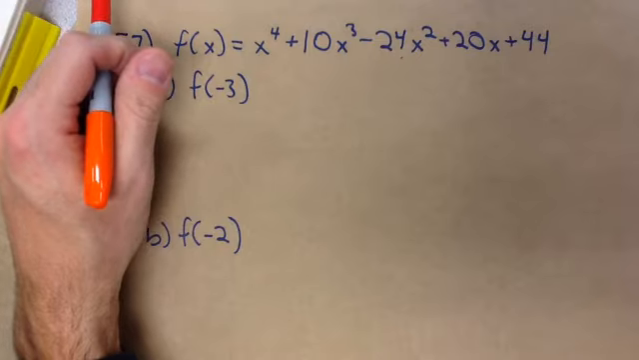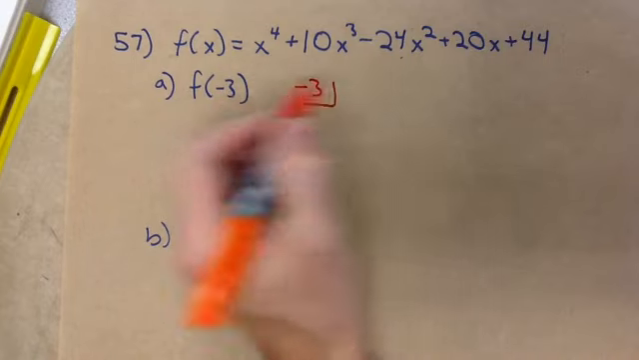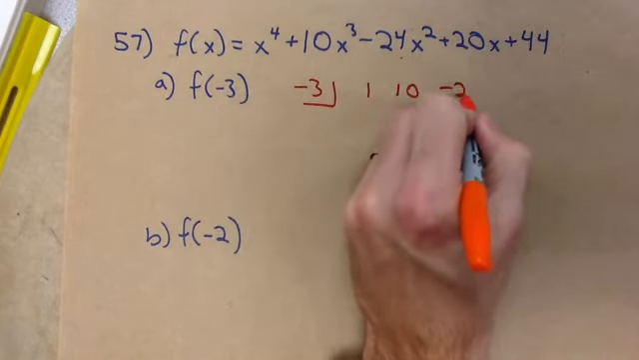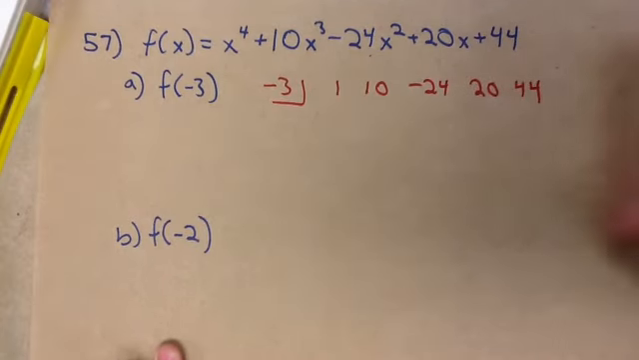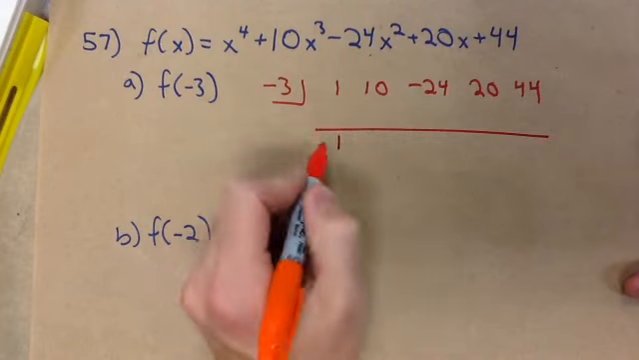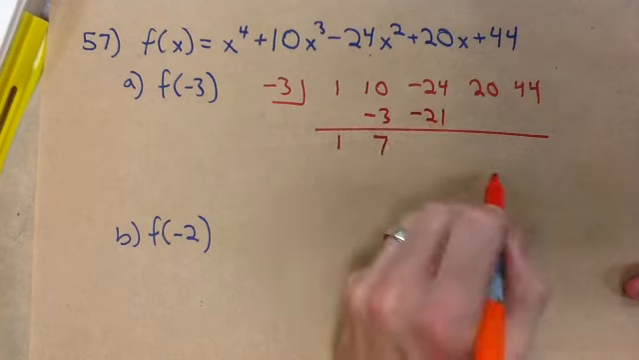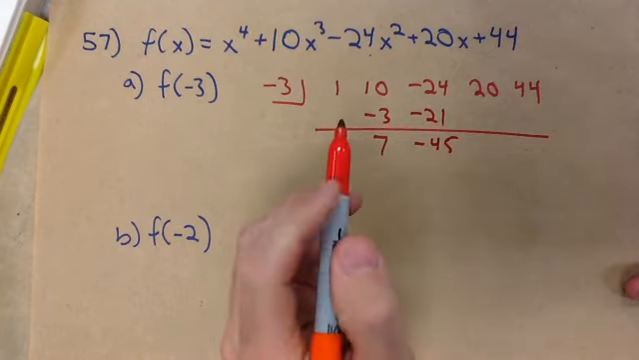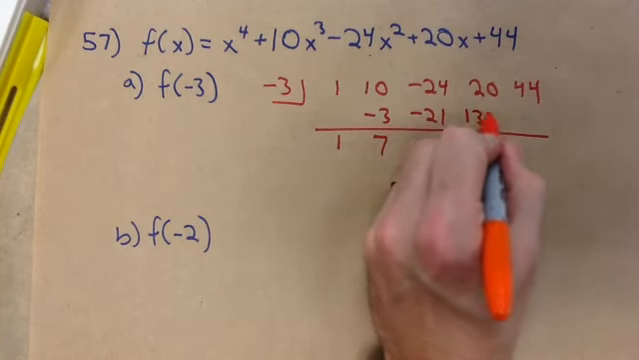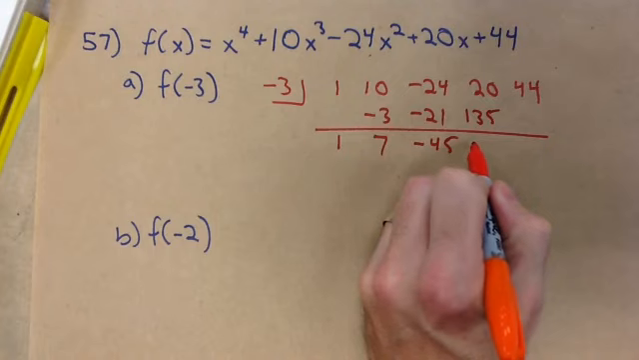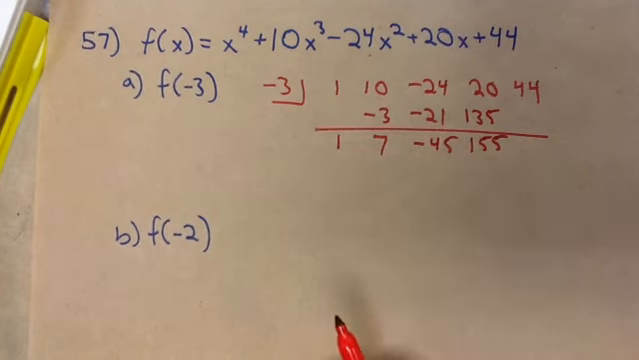So it says use the remainder theorem and synthetic division, so we'll use synthetic division to check. So we're looking at negative 3. We have 1, 10, negative 24, 20, and 44. Let's make sure we're all on the screen. So bring down the 1, I get negative 3, gives me 7. Negative 21, I got negative 45. 3 times 45 is 135, which looks like I get 155. And negative 3 times 155.